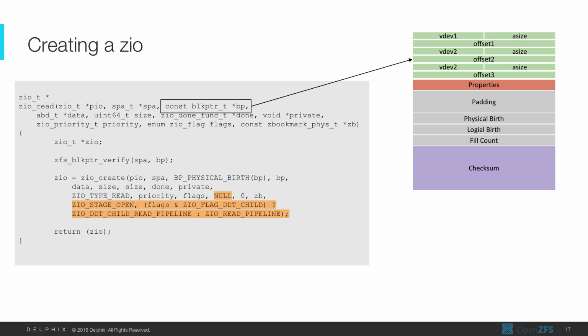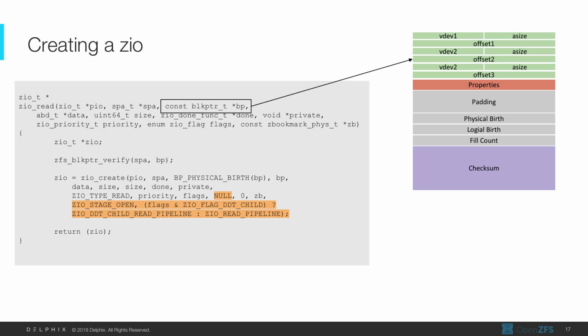Okay, so let's talk about how we create one of these suckers. So here's a very common entry point with ZIO read. And we can see that when we call ZIO read, we want to do a logical read. So we're going to pass in a block pointer. The picture on the right kind of represents what this block pointer would look like. And it has in there 3 DVAs, which are these VDEV, ASIZE, offset parameters. So when we actually get that block pointer, we're going to use that to go read the physical location.